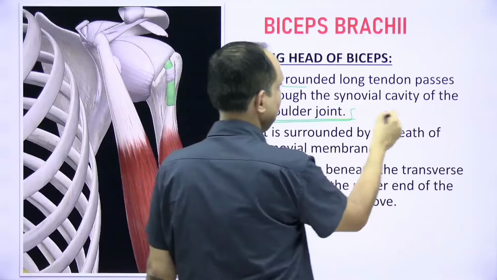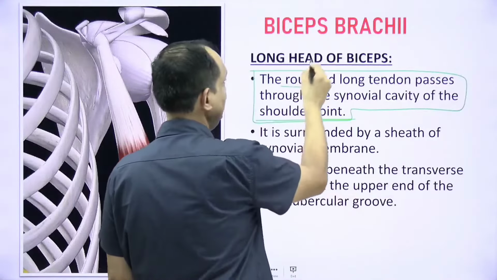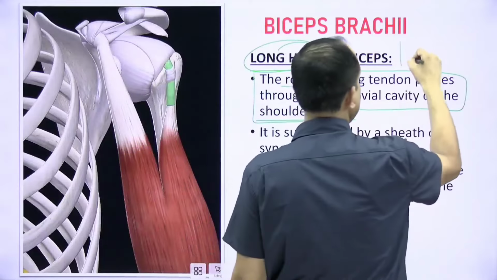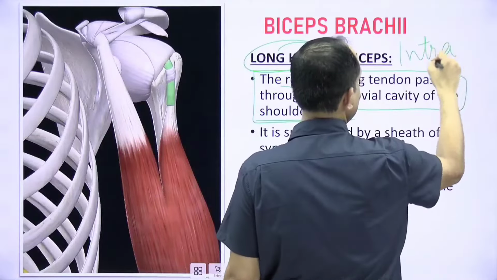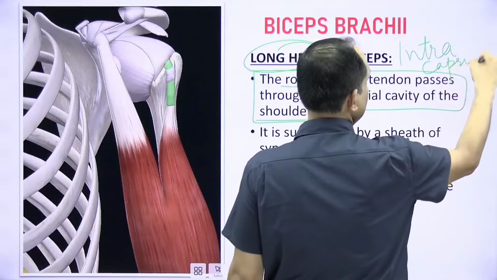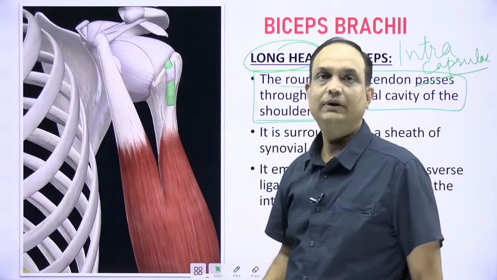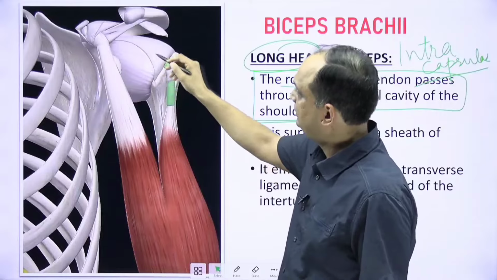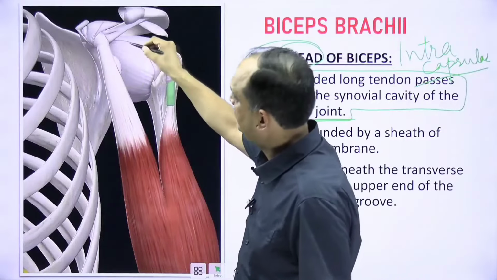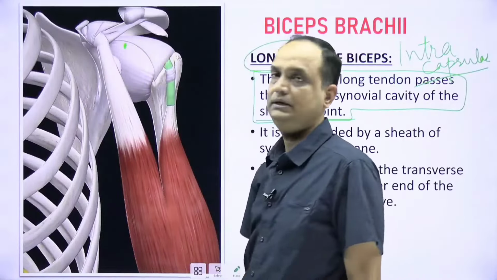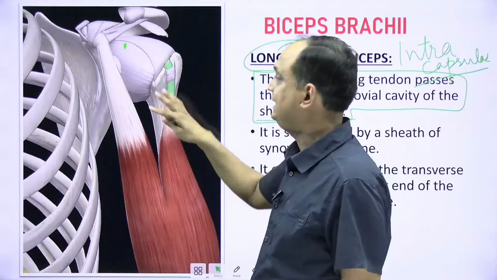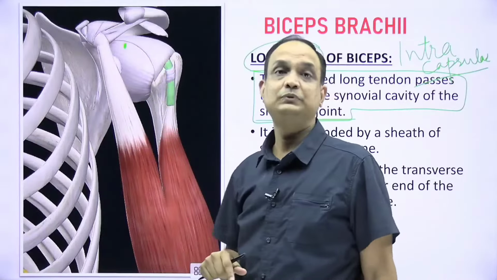Now, what does it mean? It means that the origin of the long head is intracapsular. This is a very commonly asked question. When you look at the origin, it is not visible in this diagram. Why not visible? Because the origin, which has to be here at the supraglenoid tubercle, is covered by the capsule of the shoulder joint.